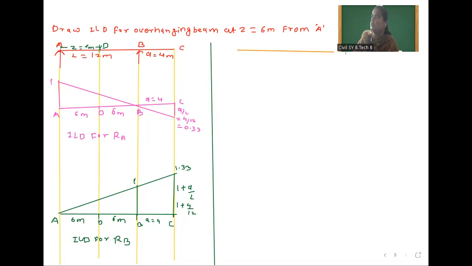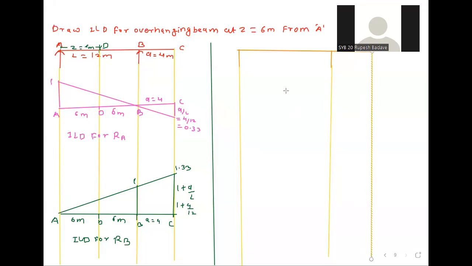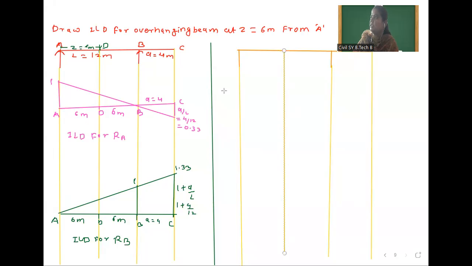Original beam. Suppose this is the original beam. A to B is simple support provided, and from B to C cantilever support is provided. So we will extend all lines. This is the A to B span first, then this is the B to C span, and you have to locate Z at 6 meters. Suppose we will assume here, so this is the Z line.